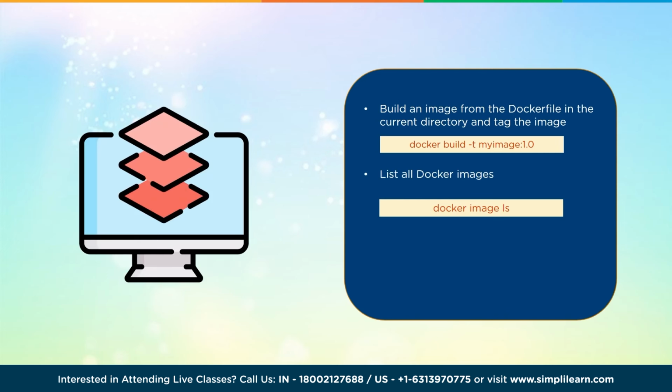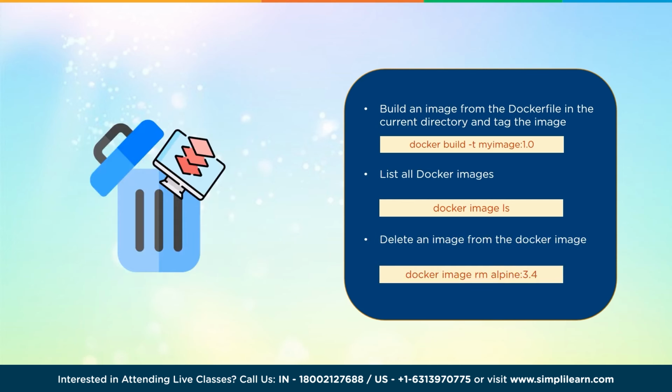Now how do we list all the Docker images? docker image ls is the command, which will help you list all the Docker images available on your system. If you want to remove a particular image, you can go for the docker image rm command, and whatever image you want to remove, you can give the respective image name and tag name. Using docker image rm, you can delete the image from the host.